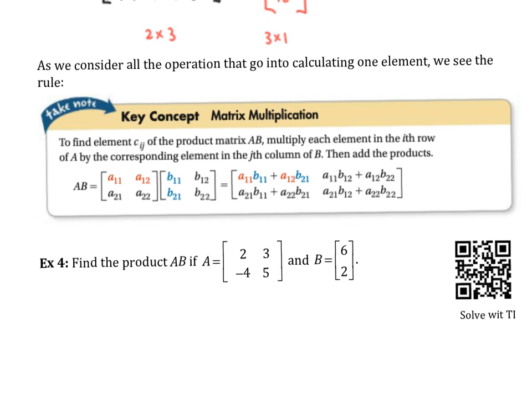As we consider all these operations that go into calculating the one element, let's see this rule. To find element Cij of the product matrix AB, multiply each element in the ith row, in this row, first, second, third, fourth row, of A by the corresponding element in the jth row of B, and then add the products. I know that looks really, really ugly, but look what happens here. These two here go up to there, multiply those two, and then they add together to get this right there.